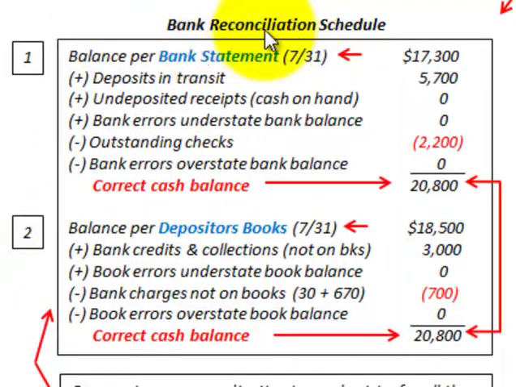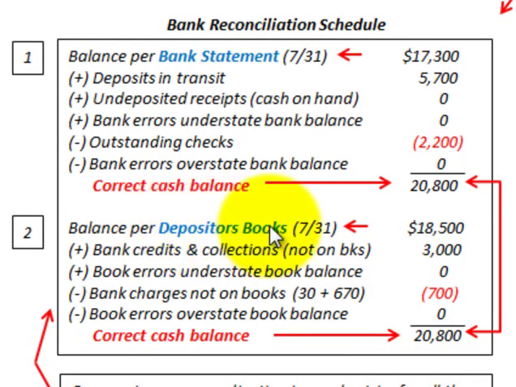So here's this bank reconciliation schedule. We're going to have a balance per the bank statement, and that's at the end of the month that the company would receive here from their bank. And what it would have here is some cash balance, beginning cash balance. We have to make some additions or subtractions to the bank statement balance to determine the correct cash balance.